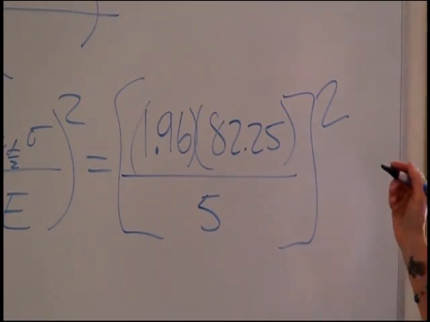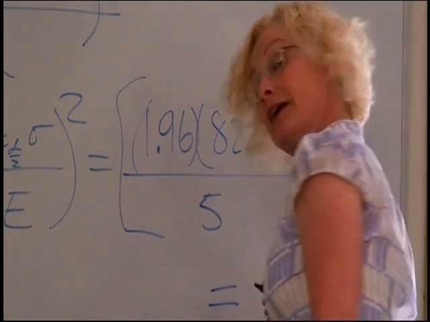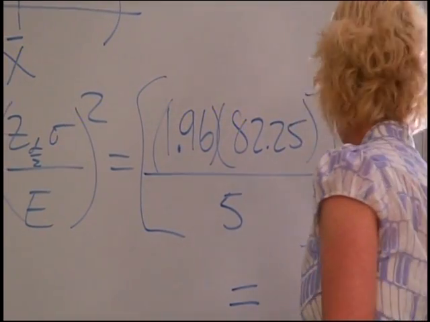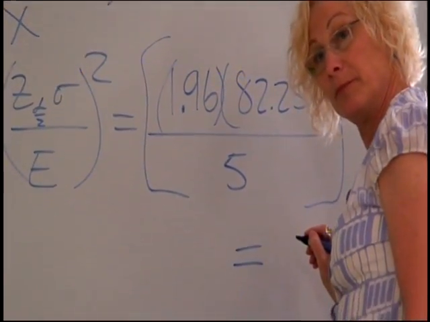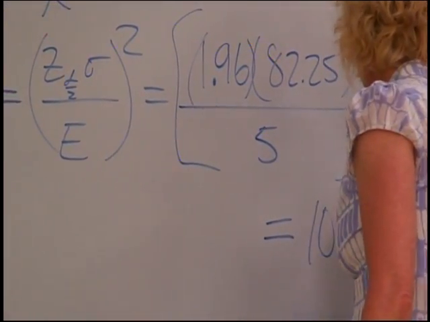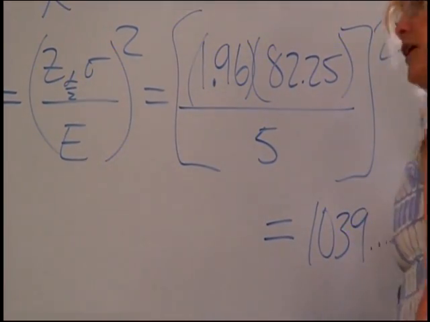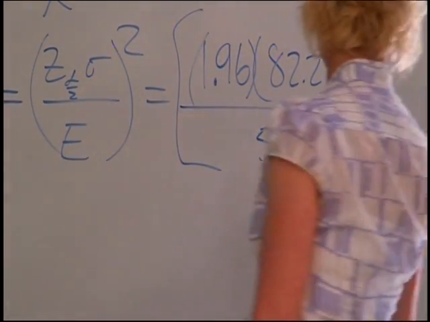Easy thing to do, Emma. 1040. Sorry? 1040? Is that after rounding up? Yes. Okay. So you get 1039 and some change, and you would go up to 1040.